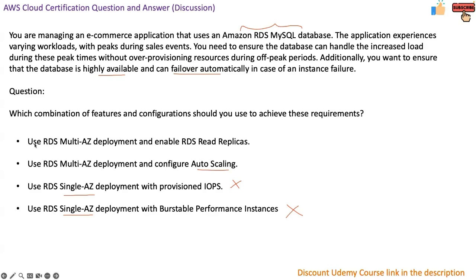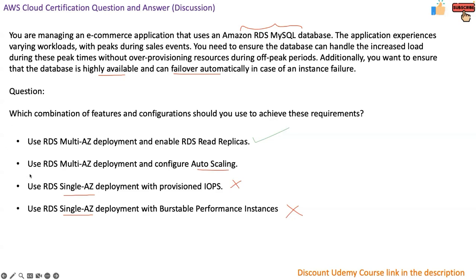Then we have the first option, that is use RDS multi-AZ deployment and enable RDS read replicas. Now, of course, with all the 3 other answers being wrong, this is the right answer. But why is it the right answer? This option ensures high availability through multi-AZ deployment, which provides automatic failover in case of an instance failure. Additionally, using RDS read replicas can help handle increased workloads during peak times, allowing the primary database to focus on its operation, which is really true.